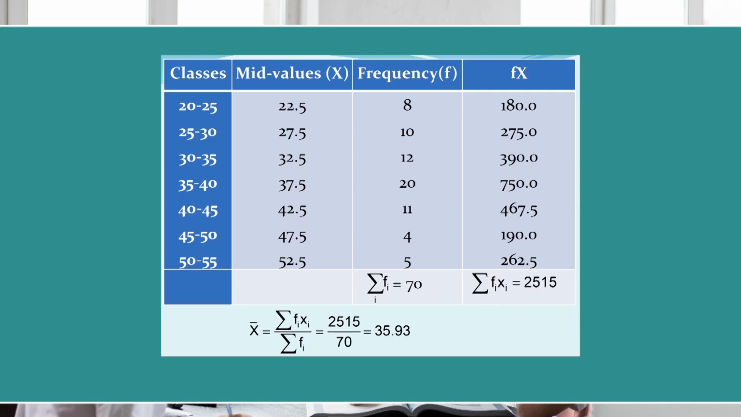So, the mean can be calculated over here by putting the summation fi xi and summation fi values, and for this data the average age that is given in the classes is 35.93, that is around 36 years.